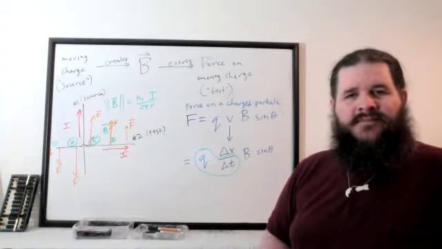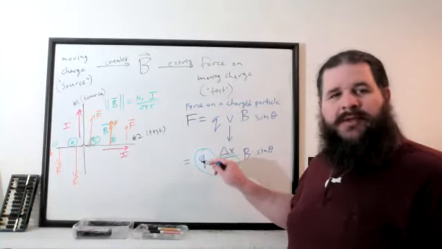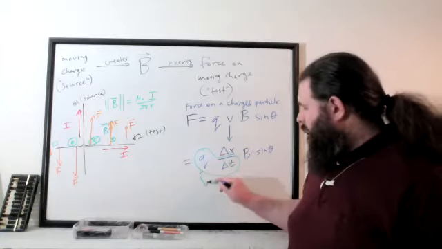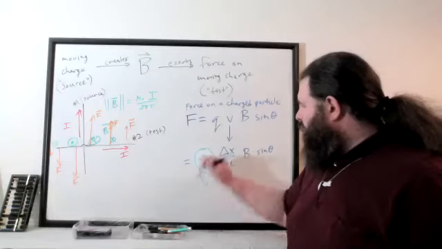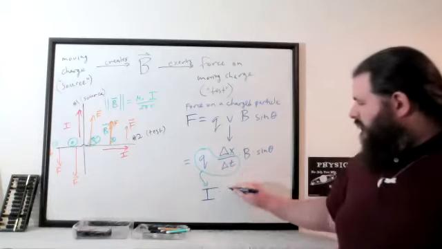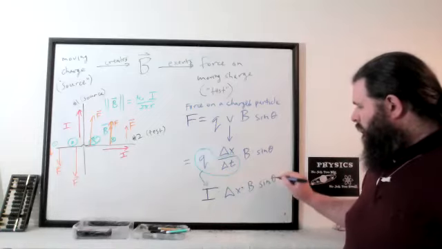That current? Yeah, this is the definition of current. If I'm telling you how much charge flows past this point in the wire per second, I'm telling you the current in the wire. So charge over time is current times a distance times magnetic field times sine theta.